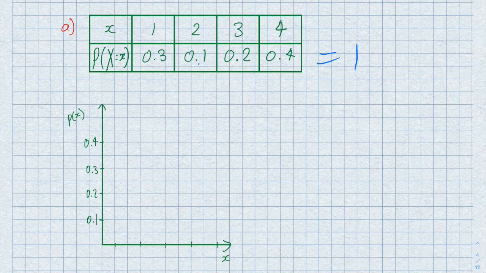So let's have a go at drawing it. For 1, we have 0.3. So this is 1, 2, 3, 4. I go up to 0.3, across 2 squares, and down. For 2, I need to just go up to 0.1, so I'm going to go across here and down there. I need to go up to 0.2 for 3, so up there, across, and down. And then for 4, I need to go up to 0.4, so up there, across there, and down there. And there's my histogram.